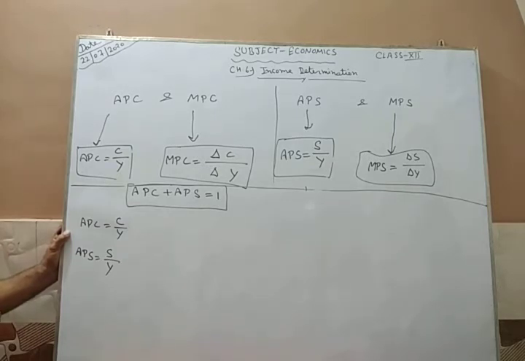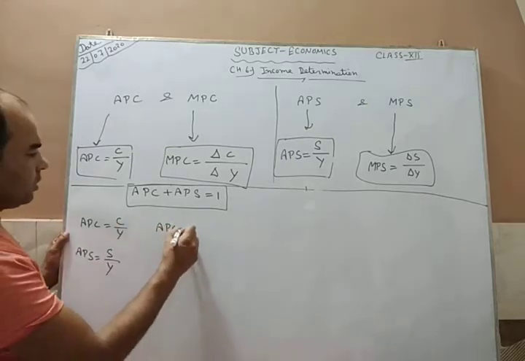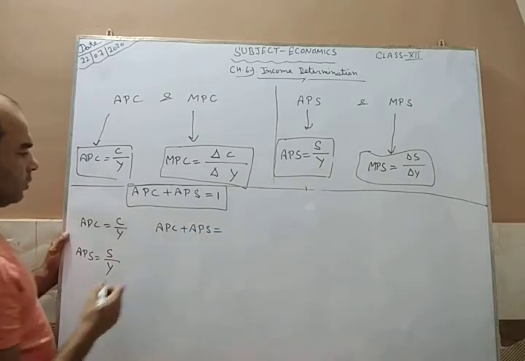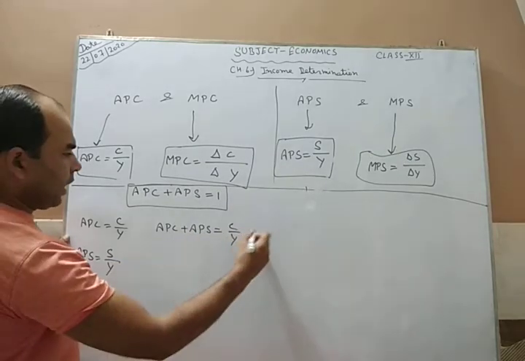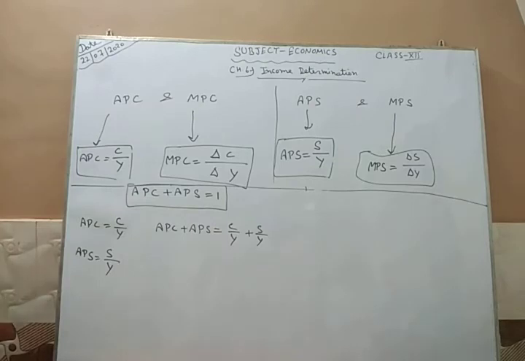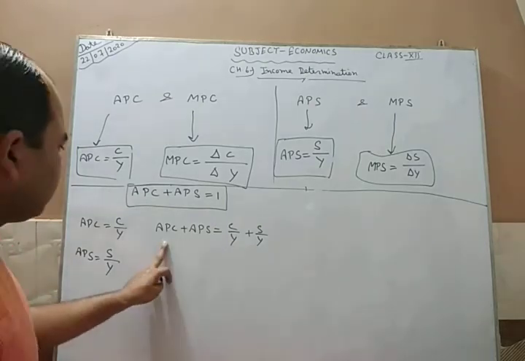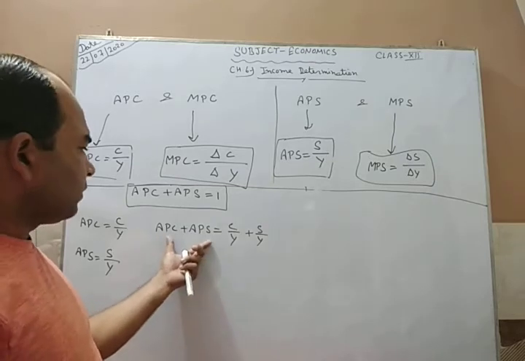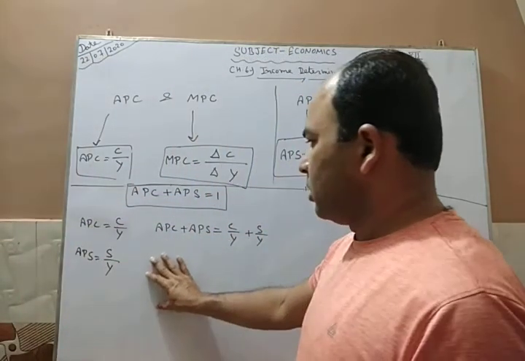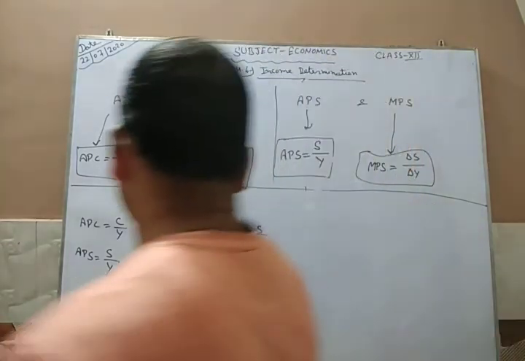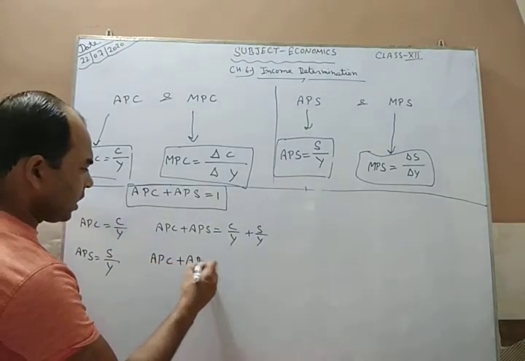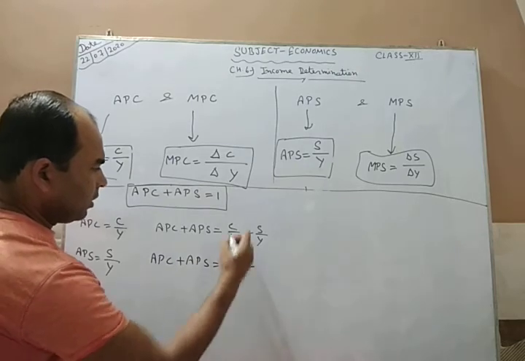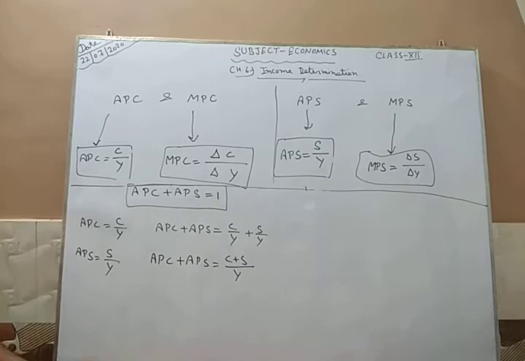So APC plus APS, what can you do? APC plus APS is equal to, put the value of APC, C upon Y, plus the value of APS, S upon Y. This is possible, students, because APC is C upon Y. Now take the LCM. APC plus APS is equal to C plus S over Y. This is clear to students.